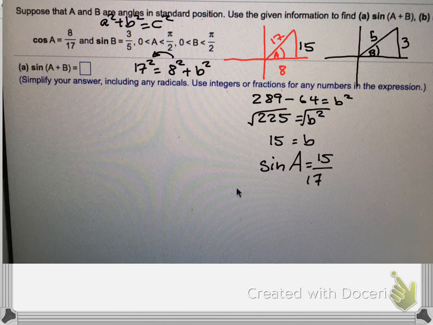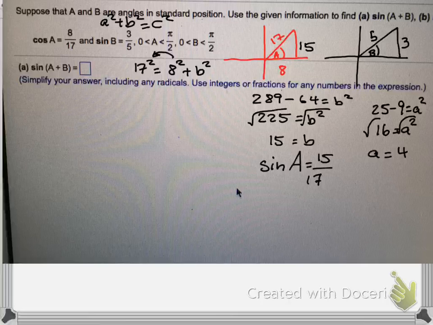And the same for angle B. We have the 3, 4, 5 relationship, but we're going to use hypotenuse 25 minus 3 squared, which is 9, equals, let's call it A squared, so 16 equals A squared. Take the square root, and we get the adjacent side equal to 4. So here we have a 4. The cosine of B would be 4 over 5, and it's in quadrant 1, so it's positive.